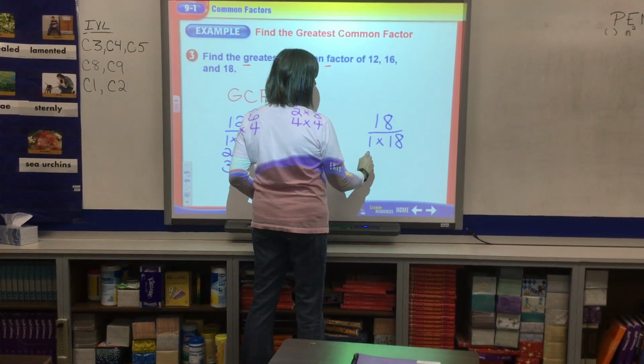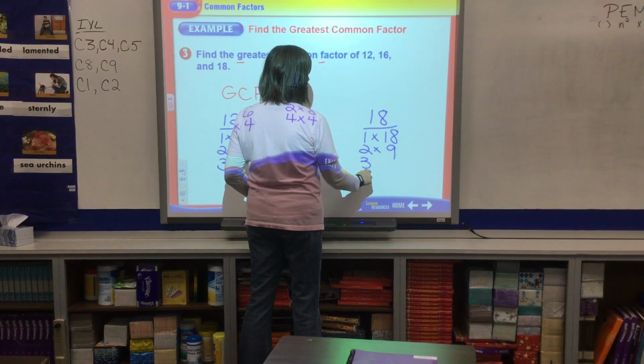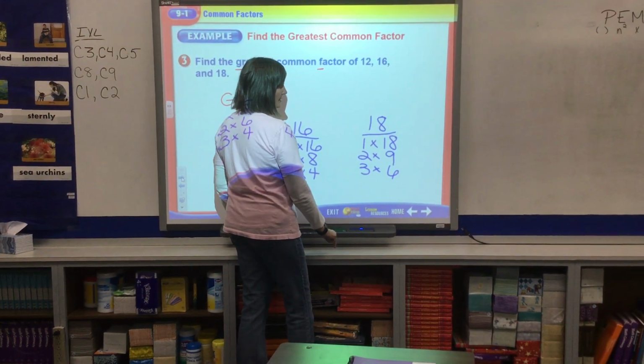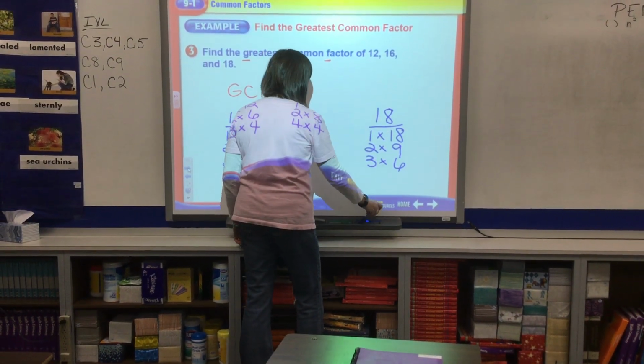1 times 18, it's even, so I'm going to go with 2 times 9. Next I'll go to 3. 3 goes in there 6 times, and then the only other 2 numbers we could try would be 4 and 5. 4 does not go into 18, and 5 does not go into 18.